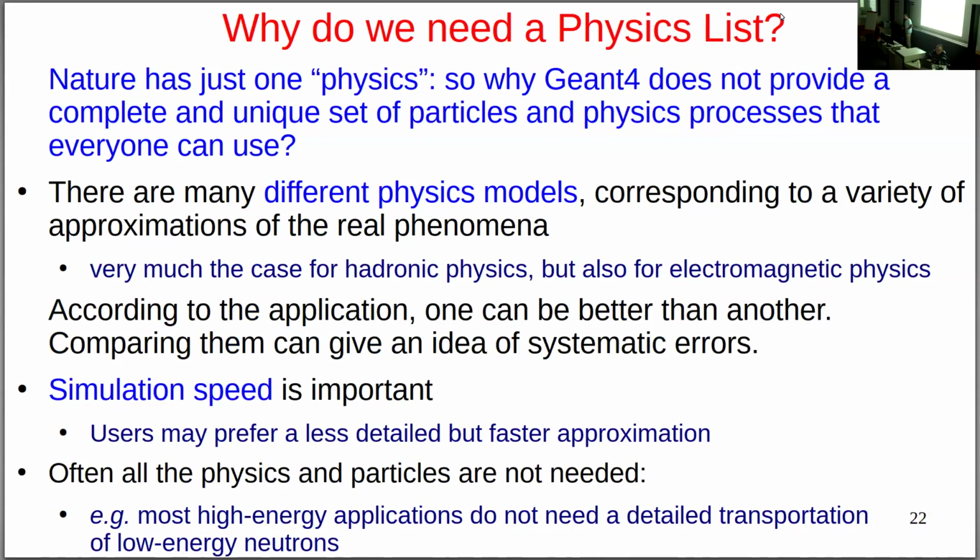The question that we hear several times is: in nature, of course, there is one physics, one set of particles. So why the hell does Geant4 make this complication for the user, that they need to pick one of several physics lists? Give me the best that you can do, and that's it. And this is actually a choice that other Monte Carlo transportation codes do. So they provide by default the best they can afford.